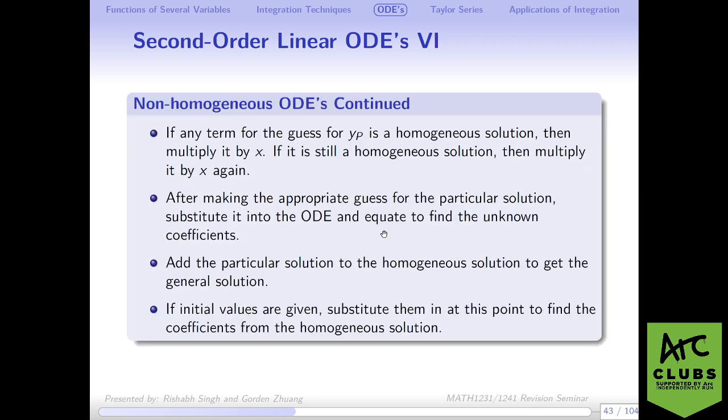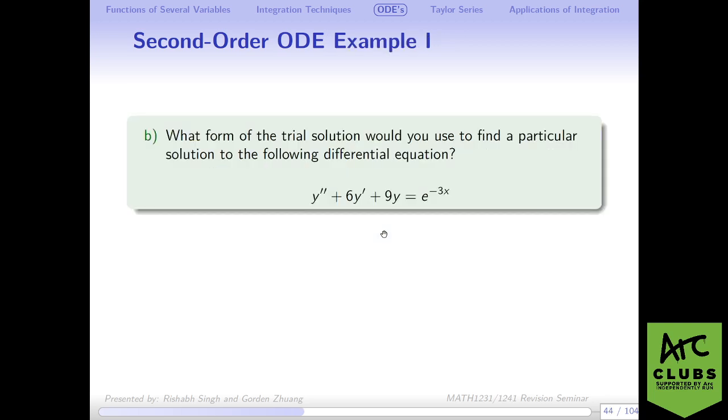Then once we've found a particular solution, we add it to the homogeneous solution, and that will give us our general solution. And also, if the question is an initial value problem, then we actually need to find the constants. By this I mean the constants of the homogeneous solution, because we already have the constants of the particular solution. And we find that by subbing it in. So this is continuing on.